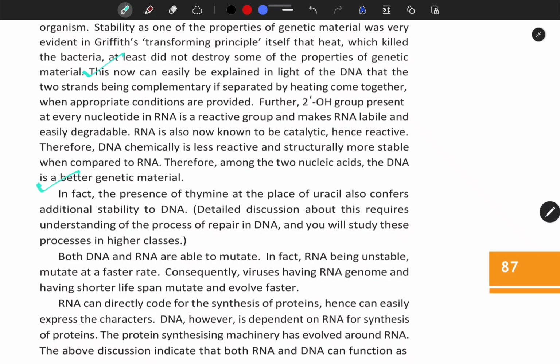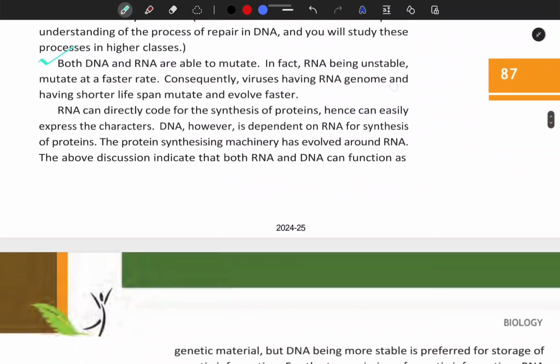In fact, the presence of thymine in place of uracil also confers additional stability to DNA. Detailed discussion about this requires understanding of the process of repair in DNA, and you will study these processes in higher classes. Both DNA and RNA are able to mutate. In fact, RNA being unstable mutates at a faster rate. Consequently, viruses having RNA genome and having shorter lifespan mutate and evolve faster.